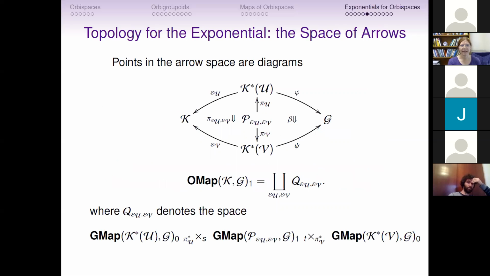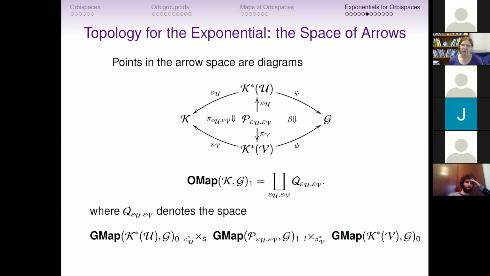Okay, and then we have to worry about the space of arrows, which is these spans, and again, where the topology is coming from here, that's a big messy thing down at the bottom, but really the first thing is really topologizing the phi, and this third thing is really topologizing the psi, and then the middle part is topologizing the beta.